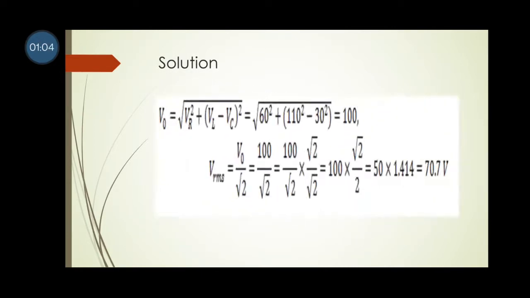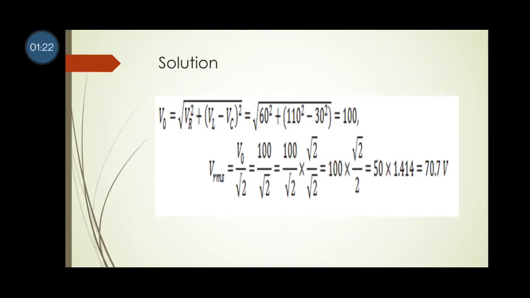As you know, to calculate the RMS value, we need the output voltage. The output voltage is given by the square root of the square of the voltage across the resistance plus the square of the difference between the voltage across the inductor and the capacitor. Substitute the values of all three, and you will get 100 volts.